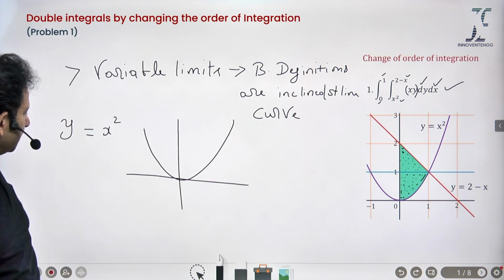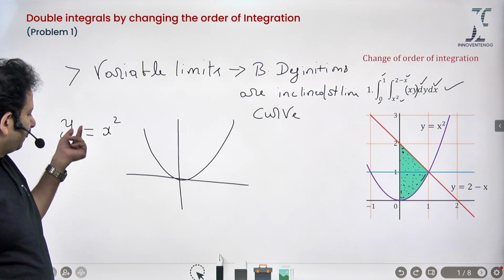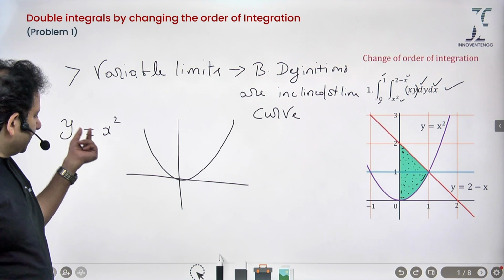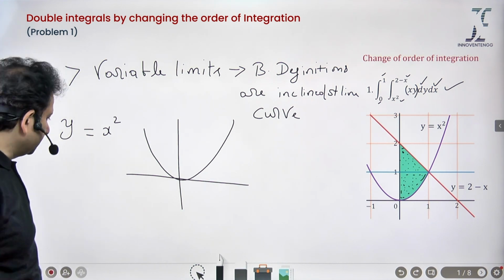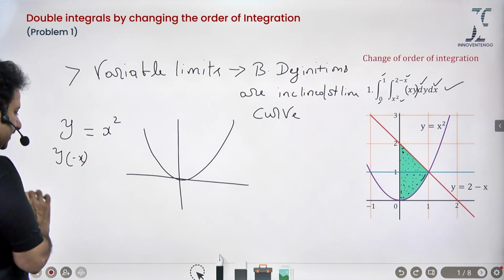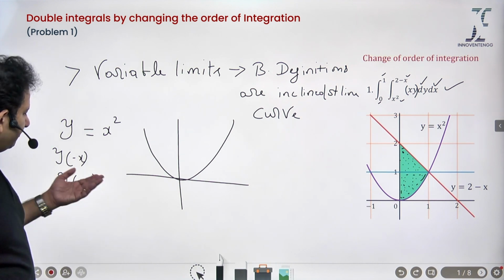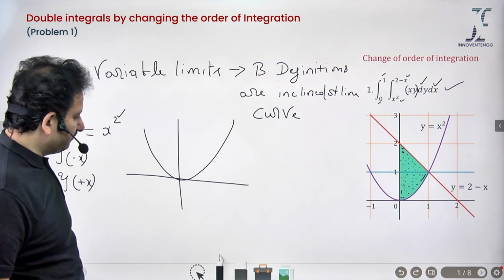Why do I say that? Because whether you put in x plus x or minus x, y is going to remain positive, because your y is a square of x. That means it's an even function. So whether this function has a minus x as input or plus x as input, it always gives you a positive value of y. The power is 2, so it's an even function.